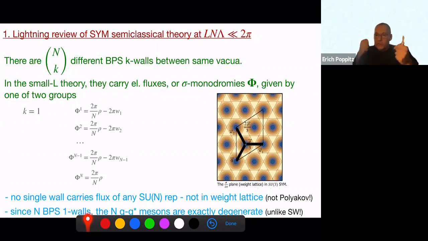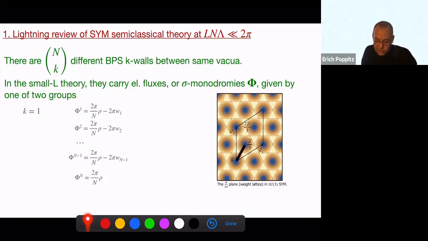So all the string tensions for all QQ bar fundamentals are the same, which is not the case in cyberquotient theory, as Arkady has studied quite a bit. Okay, so that's quite different. So this is the picture of the wall. I will not use these fluxes in detail, but I will use the one wall fluxes.